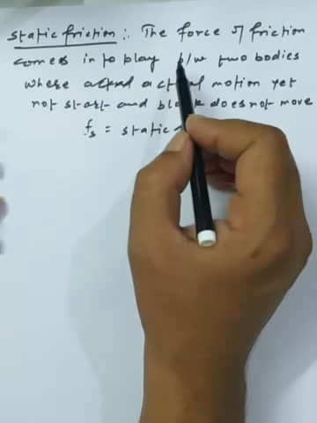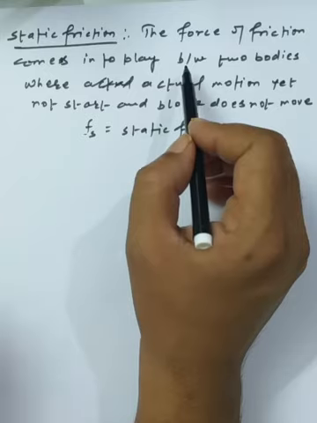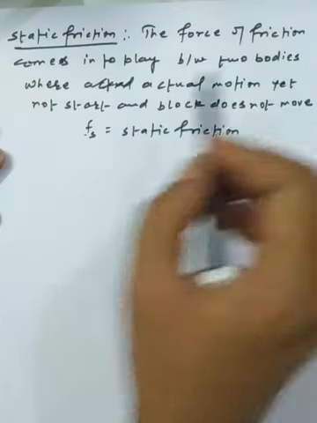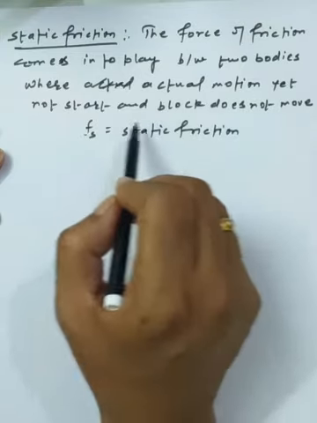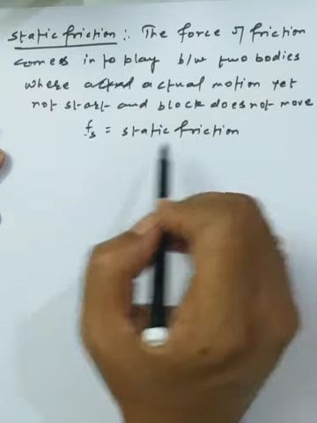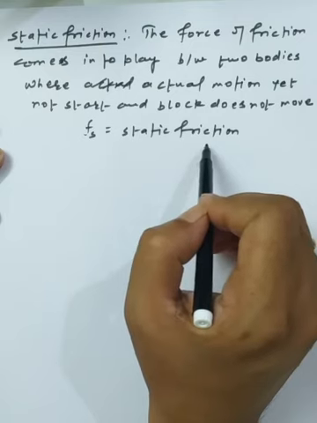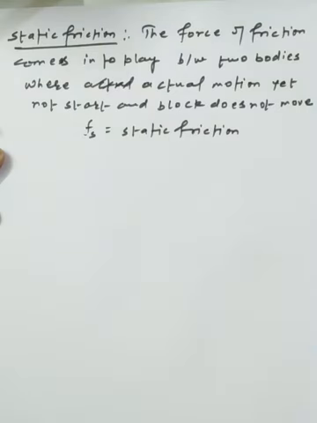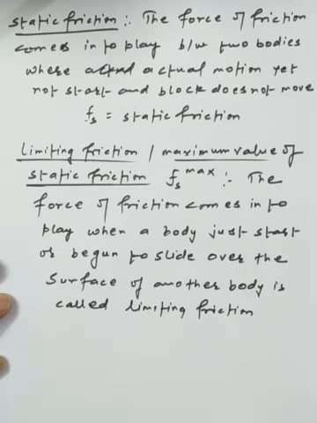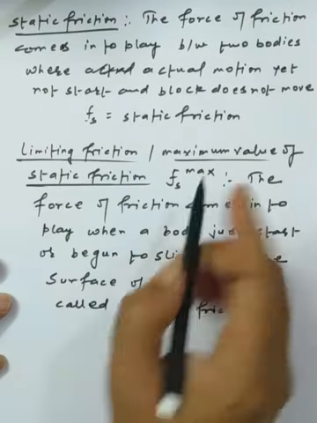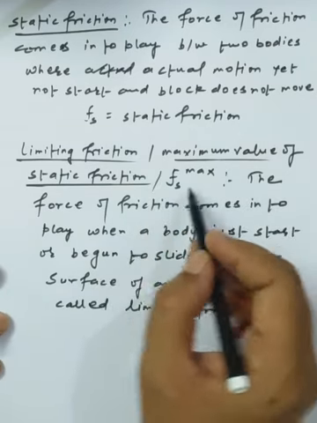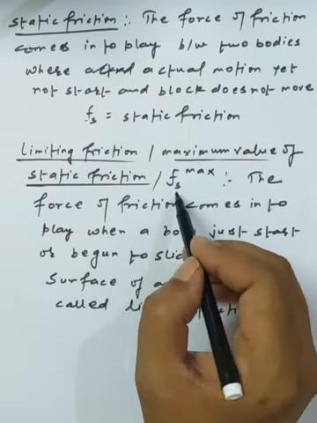So here we have the first basic identity of static friction. The force of friction that comes into play between two bodies where actual motion has not yet started and the block does not move is called static friction. So it does not allow the box to move on a surface. Now the next is limiting friction, or the maximum value of static friction. I represent it with the subscript F as max.